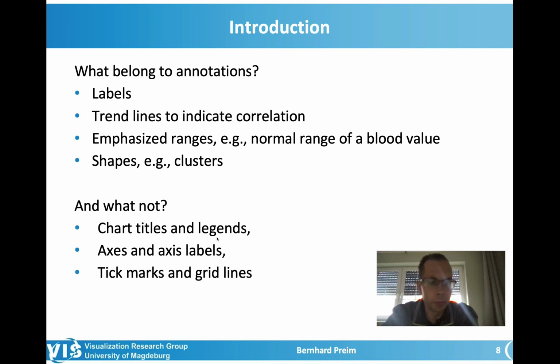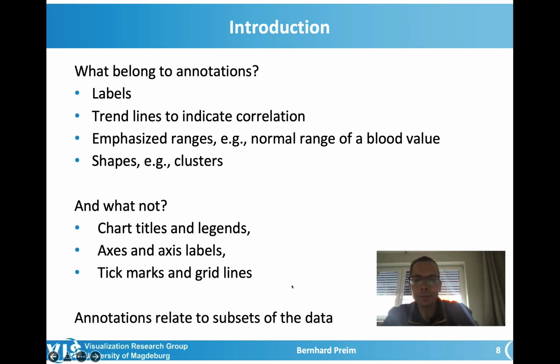What is not considered to be part of an annotation? Chart titles and legends that belong to the whole visualization. Also axes and axis labels, tick marks and grid lines. This is also not considered annotation. I think this is because these things belong to the whole visualization and not to specific types of it or specific parts of it. Everything that was described here before relates to subsets of the data. This relates to the whole data. So that's basically what I just said.